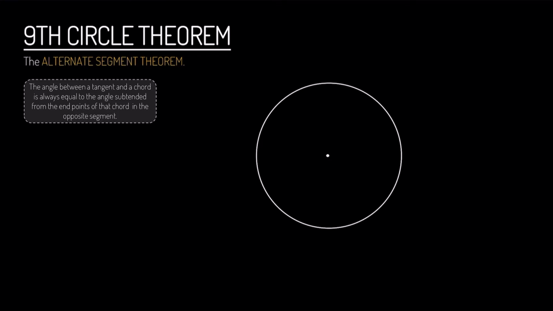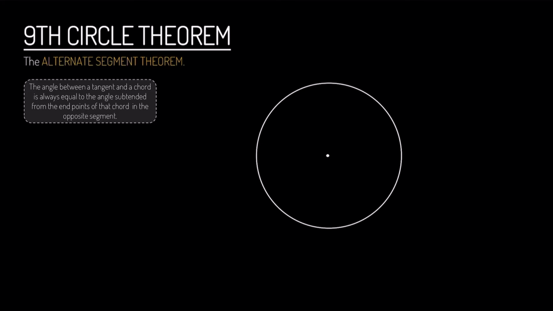This is the hardest circle theorem, and it has a name to it. It's the alternate segment theorem. So the angle between a tangent and a chord is always equal to the angle subtended from the endpoints of that chord in the opposite segment. So that's a lot of words, but let's try breaking it down.